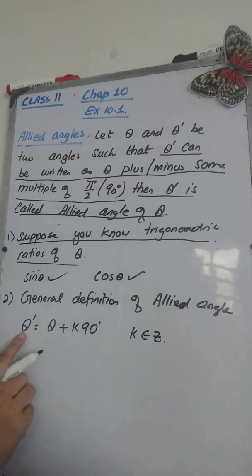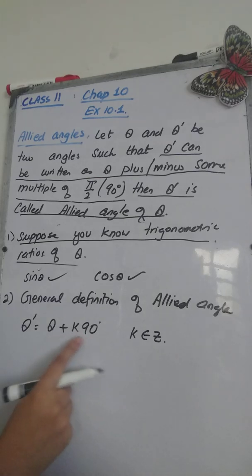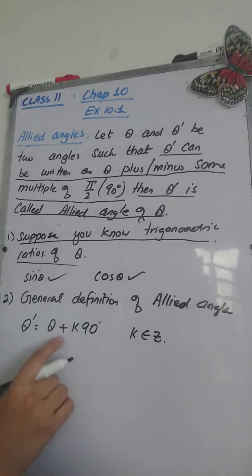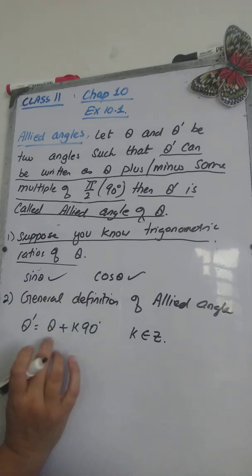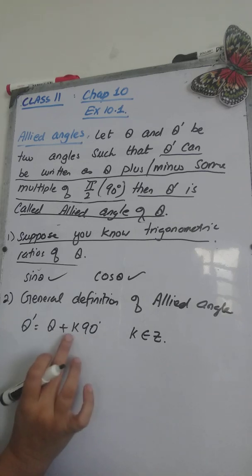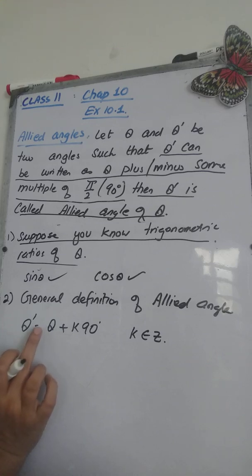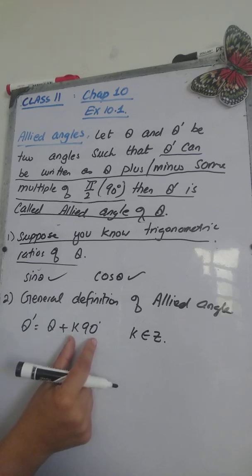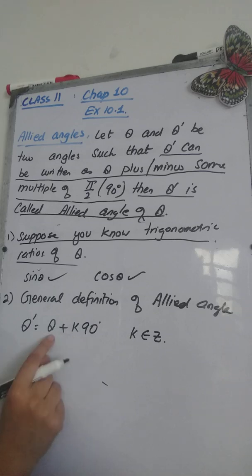So you can write theta dash in the form of theta plus or minus some multiple of 90, depending upon the value of k. It is minus when k is negative. Theta can also be negative, but you will get such a structure. If you get theta dash equal to theta plus some multiple of 90, this k can be negative, so you can get a negative sign over here. This theta can also be negative, so you can get a negative sign over here also. So the main thing is that you have some angle, whether negative or positive, and you have some multiple of 90 added or subtracted from theta.